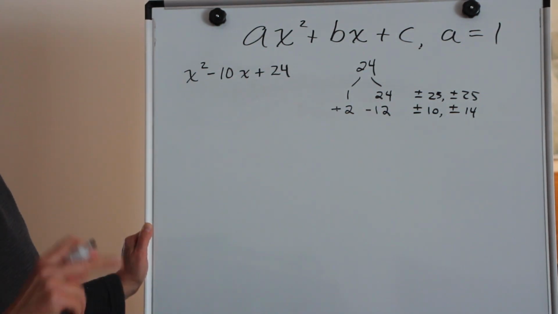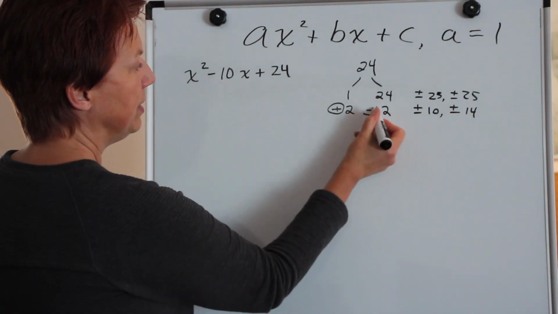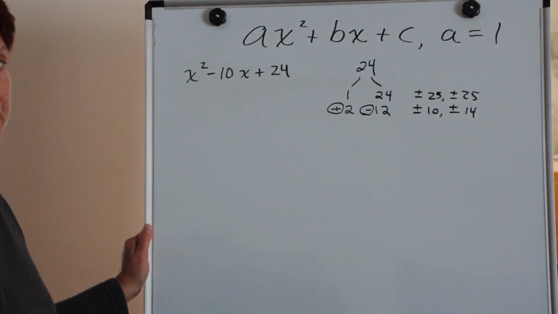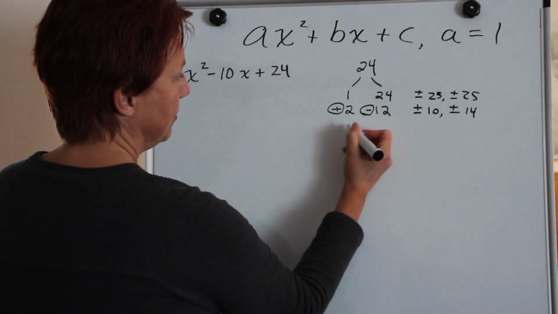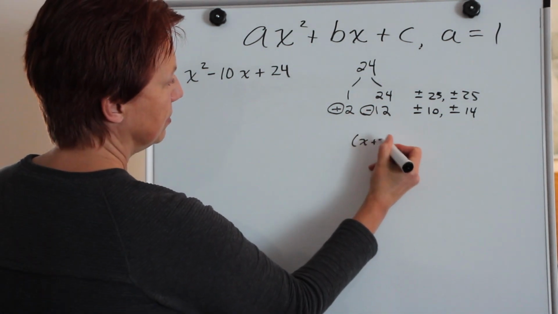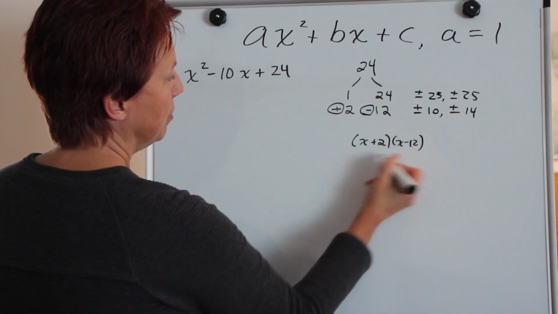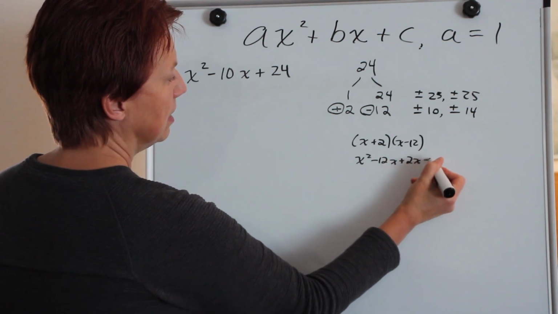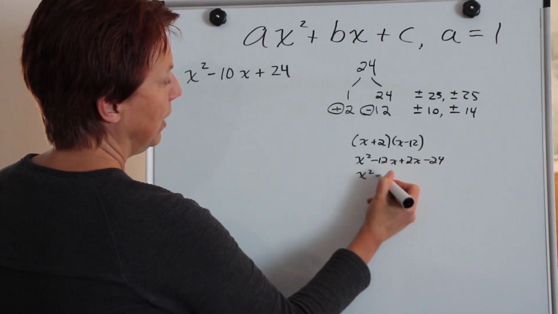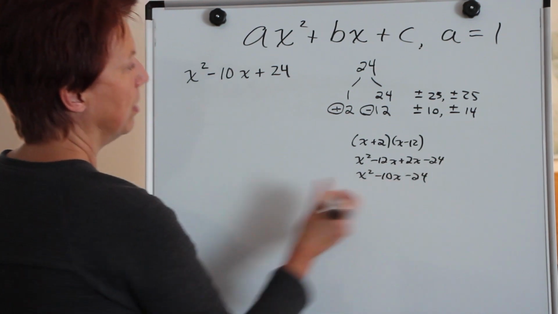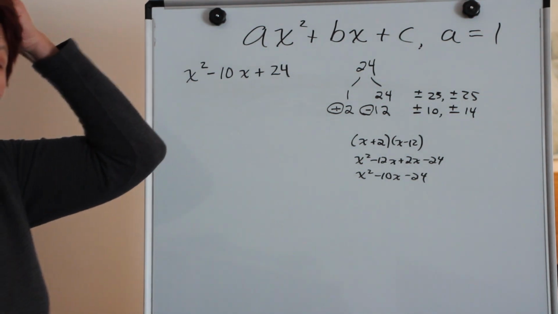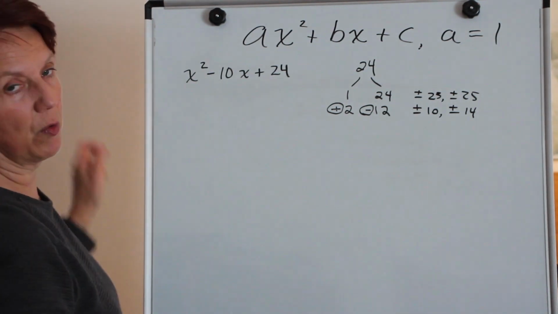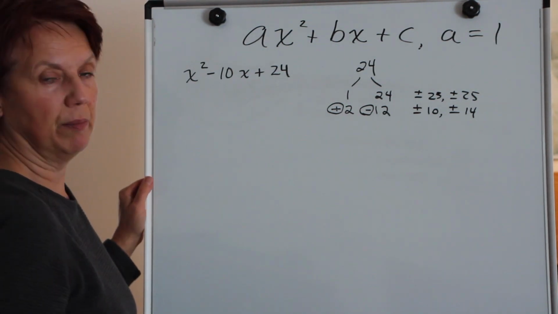Now, what happens if I multiply these two signs together? Now we run into a problem because those two signs multiplied give us a negative, and we need a positive. So if we were to go with these numbers, here's what would happen. We would have x plus 2 and x minus 12, which when multiplied out would give us x squared minus 12x plus 2x minus 24. So we get the right number in the middle, but we don't get the right sign at the back. So it won't work, okay? So now don't start fiddling around with the signs here, because if you do, you won't get negative 10 anymore. So we have to abandon these numbers, they're not the right ones.